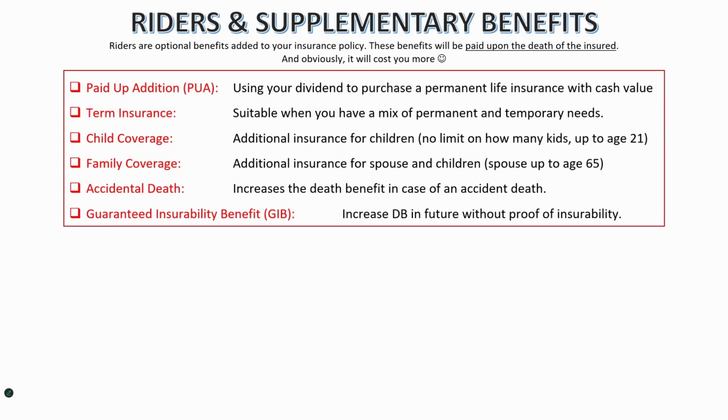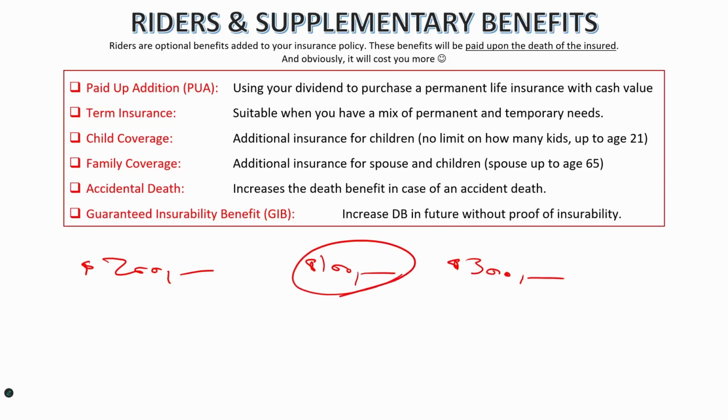And we have the guaranteed insurability benefit. I would say this is one of the most important ones in terms of your exam. So a GIB rider, right, basically means that you can add to your coverage in the future without any medical underwriting. So let's say right now I only have $200,000 of coverage, right? And in the future, I want to add another $100,000, so I want to have $300,000. Normally, I would have to do medical underwriting for this $100,000. But because I had a GIB rider, there's going to be no medical or proof of insurability, right?